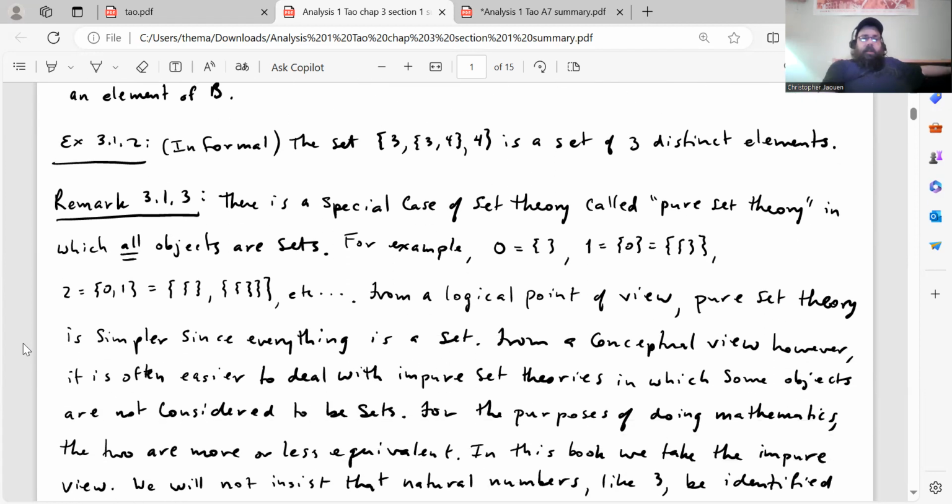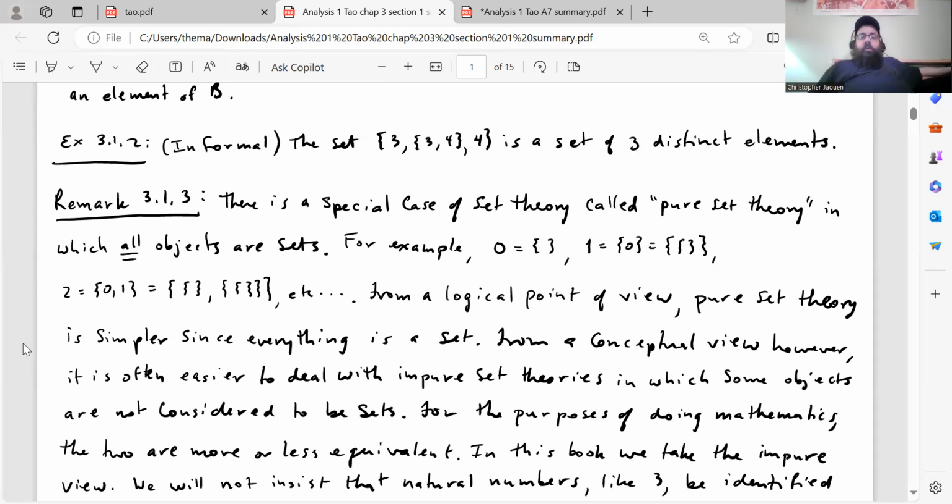Here he labels this little discussion as remark 3.1.3. There's a special case of set theory called pure set theory, in which all objects are sets. For example, 0 you can define as the empty set. 1 is the set containing the empty set. 2 is the set containing 0 and 1, or in other words, the set containing the empty set as an element, and the set containing the empty set as an element, etc. We can go on like this.